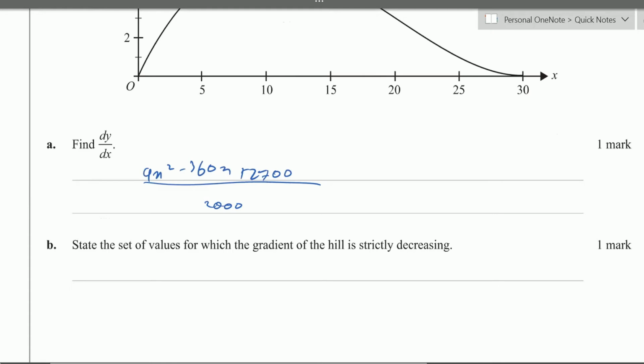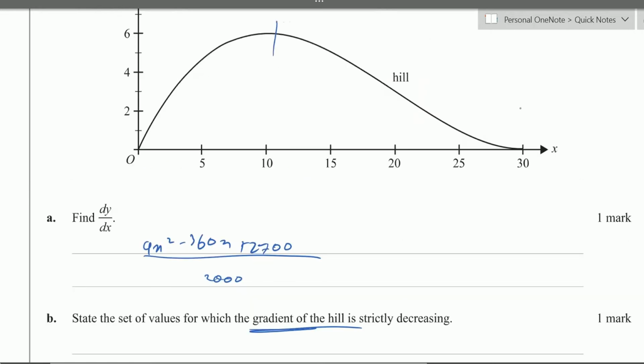And then state the set of values for which the graph is strictly decreasing. So if the graph, not the graph, the gradient. So that's important because if the graph was decreasing, then you just get from 10 to 30 because that's when it's going down. But it's actually asking when the gradient is decreasing, so you have to graph this function, and it's just a parabola from 10 to 30.